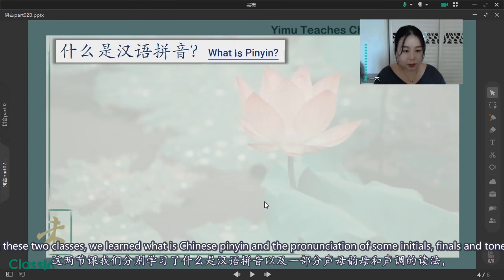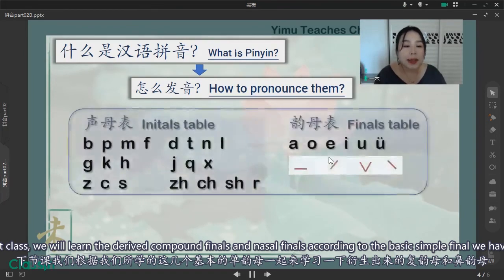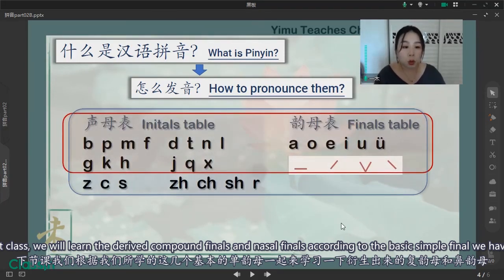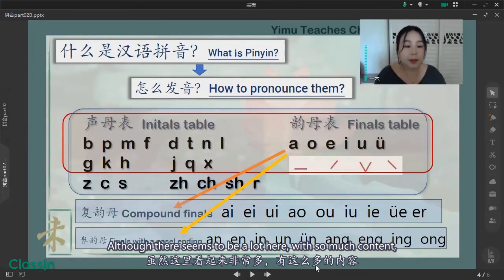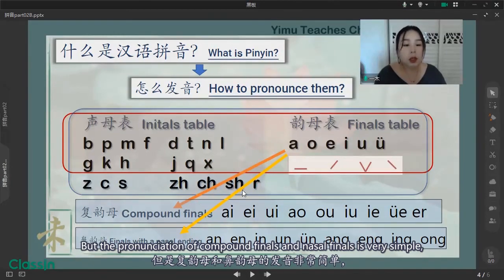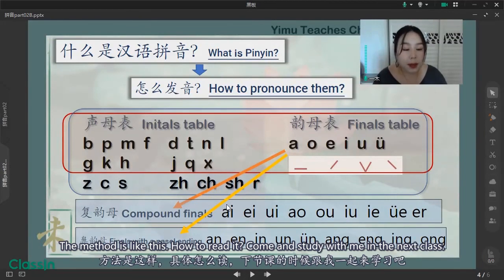In these 2 classes, we learned what is Chinese Pinyin and the pronunciation of some initials, finals, and tones. In the next class, we will learn the derived compound finals and nasal finals according to the basic simple finals we have learned. Although there seems to be a lot of content, the pronunciation of compound finals and nasal finals is very simple. Their pronunciation method only needs to slide from the first sound to the second sound. The method is like this.